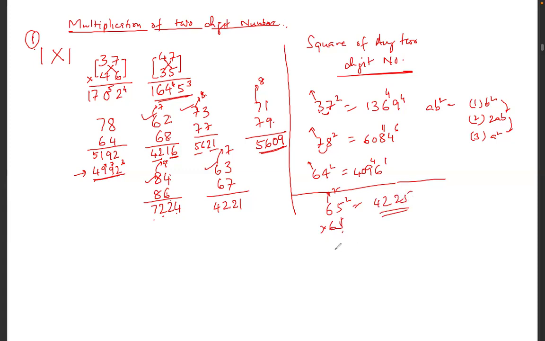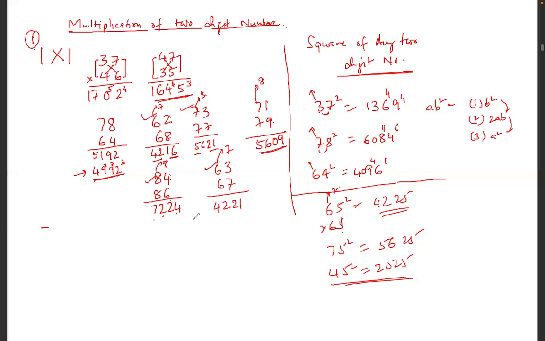Okay. Now let's take another number. 75 square. So 7 into the next digit, 8. How much is that? 56. 5 square, 25. So 5625. 45 square is how much? So 4 into 5, 20, and 5 square is 25. This is how you can find the square of any number which ends with 5. Clear?